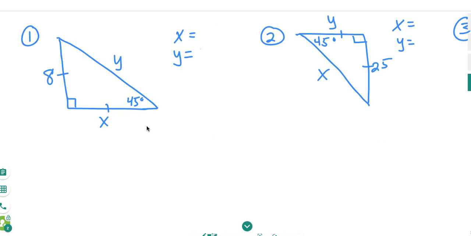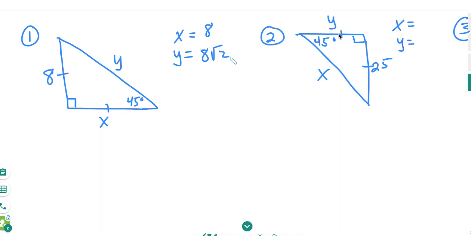So on this first triangle, you'll notice that we have the two congruent sides marked because we know it's a 45-45-90 degree triangle. If one leg is 8, then the other leg, x, is going to be 8. And then for y, we're going to simply take x times the square root of 2.